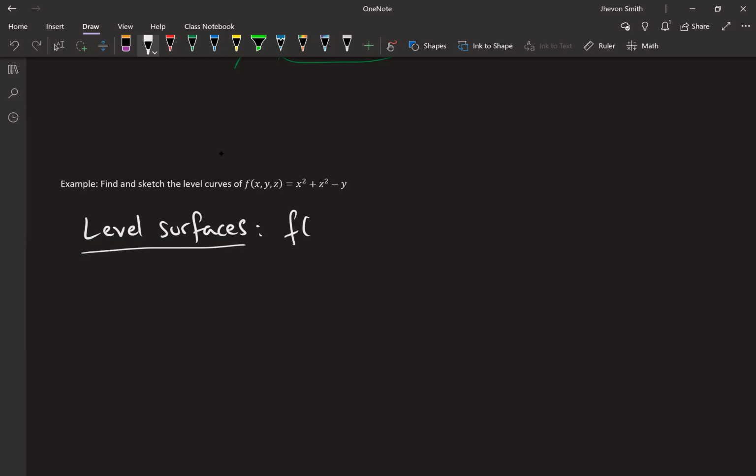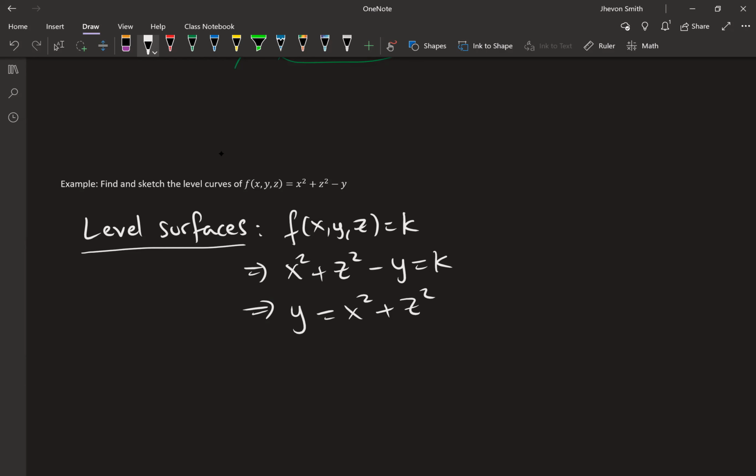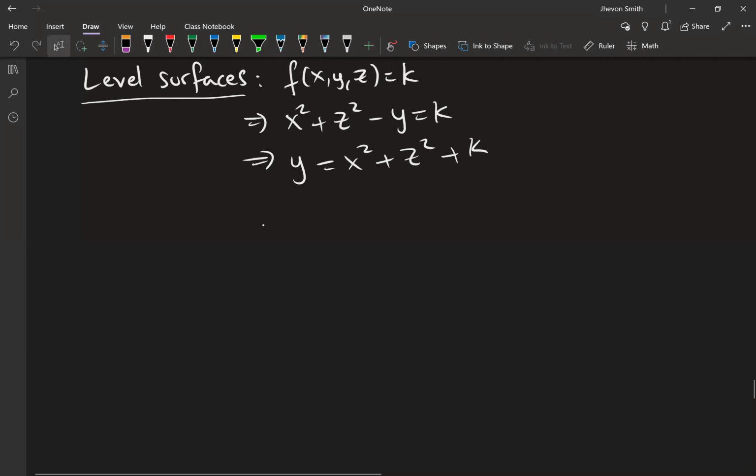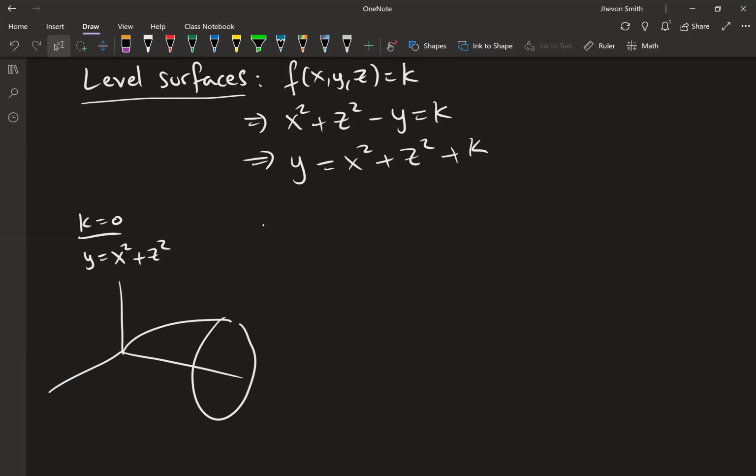So we're going to set f of x, y, z equals k, which means that x squared plus z squared minus y equals k, which means I can solve for my y. And sketching a couple of these, if k equals 0, that's just y equals x squared plus z squared. We know that that is a paraboloid opening along the y.